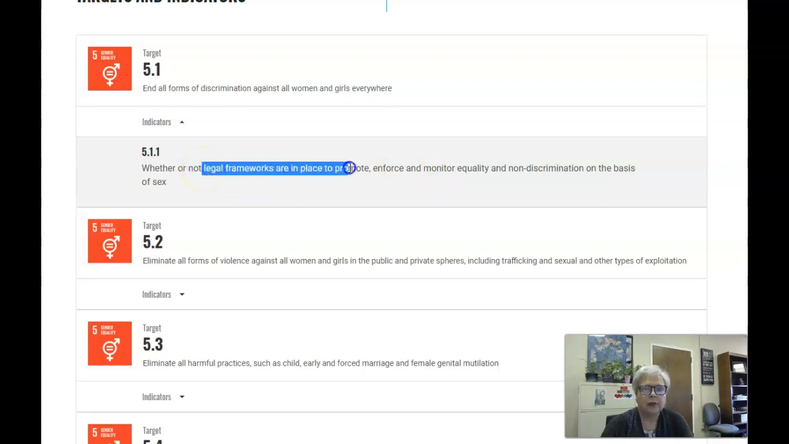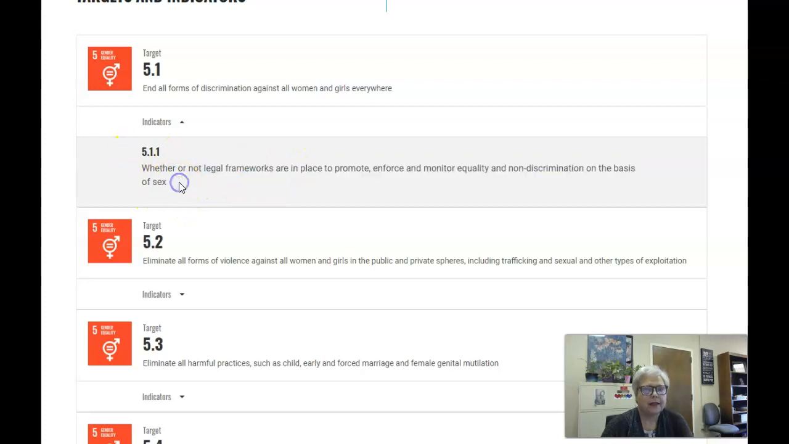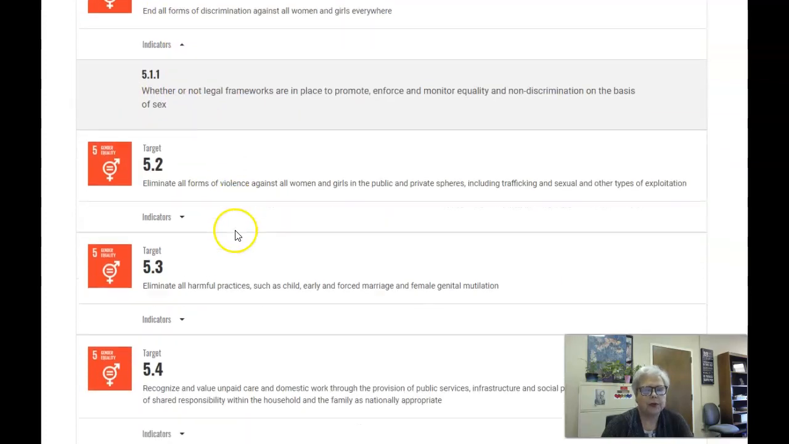Legal frameworks are in place to promote, enforce, and monitor equality and non-discrimination on the basis of sex. You might want to copy that, paste it into your search engine, whichever search engine you're using, and see what comes up with that. So I think the language is most important here.